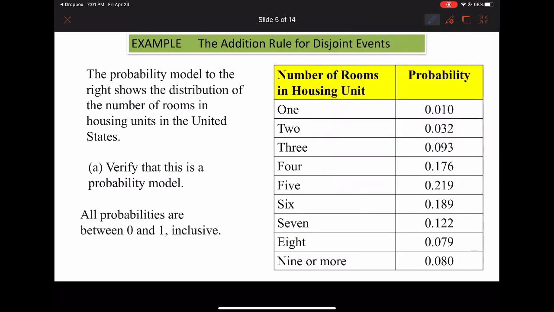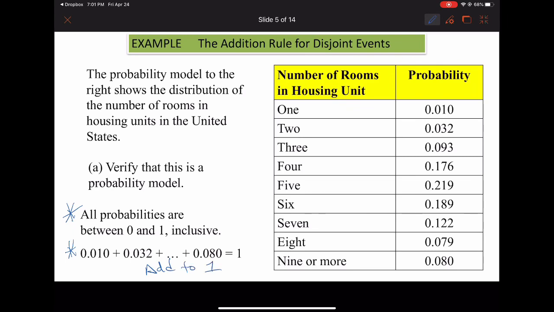So first, all of the probabilities need to be between 0 and 1. They can be 0 and they can be 1, but they have to be between 0 and 1. All of the probabilities in this probability model right here are between 0 and 1, so we're good there. The second thing we need is they all have to add up to 1. So I add all of these numbers together, and they're going to add up to 1. So those are the two things: between 0 and 1 inclusive, and they add to 1.